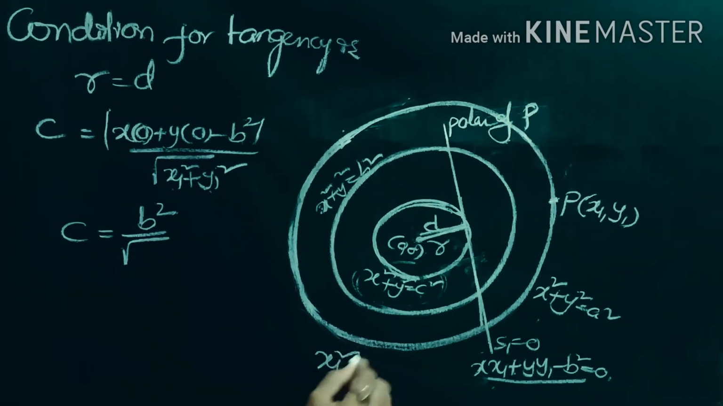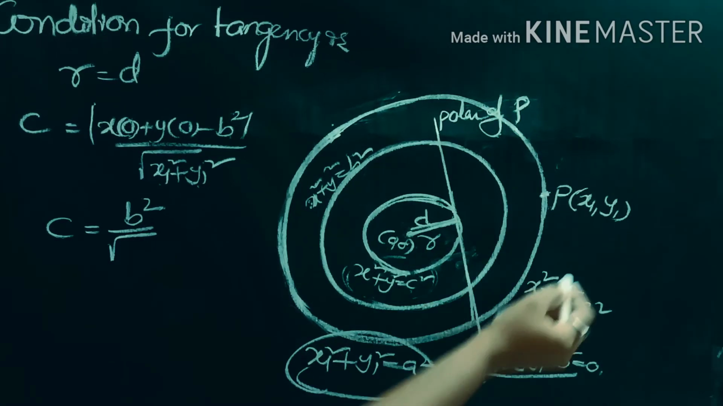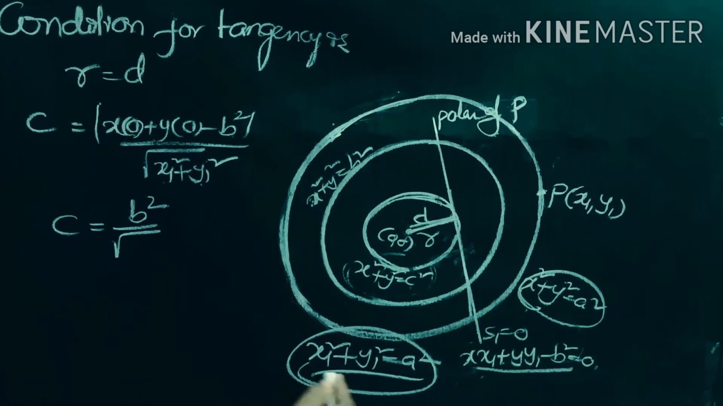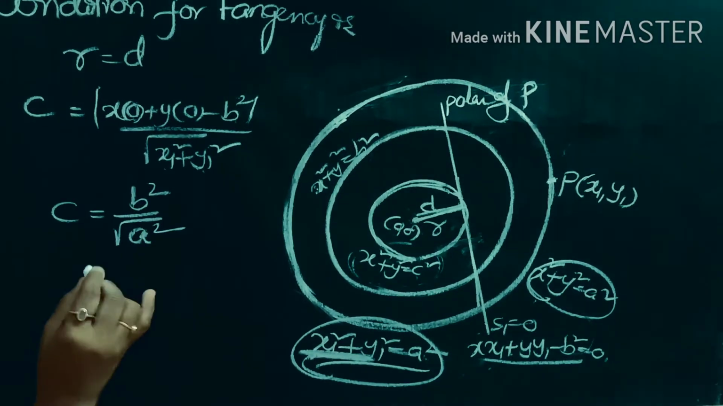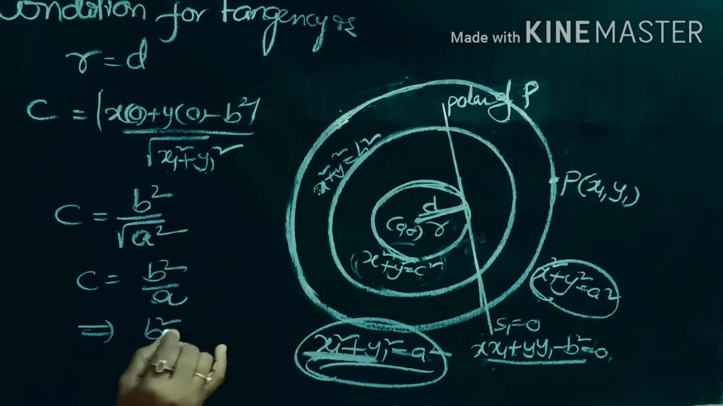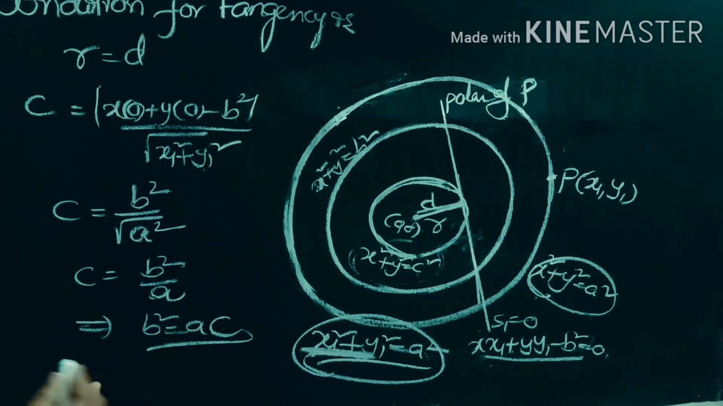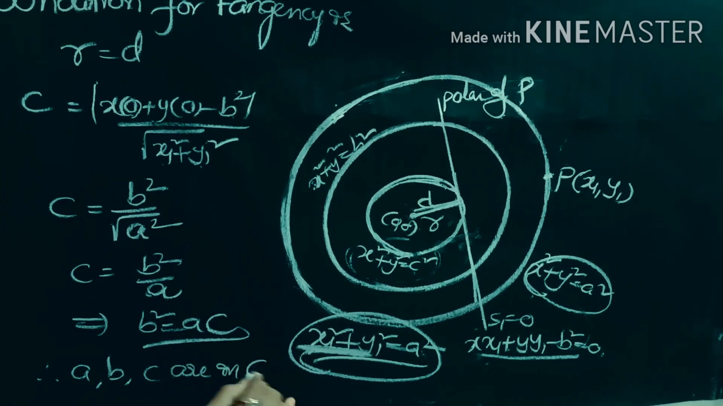Already we have the value x1² + y1² = a², since the point (x1, y1) lies on the circle x² + y² = a². So in place of x1² + y1², we take a². That is, c = b²/a. Then b² = ac. b² = ac means a, b, c are in GP. Therefore a, b, c are in geometric progression.